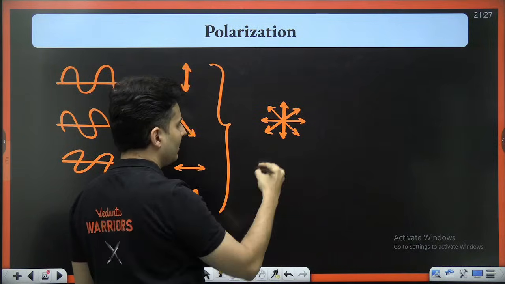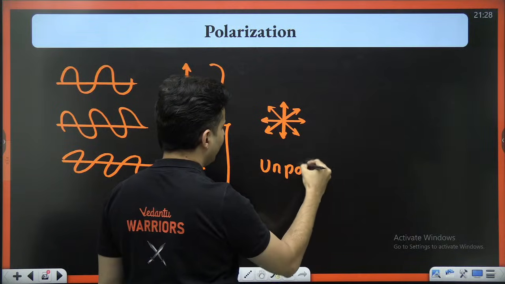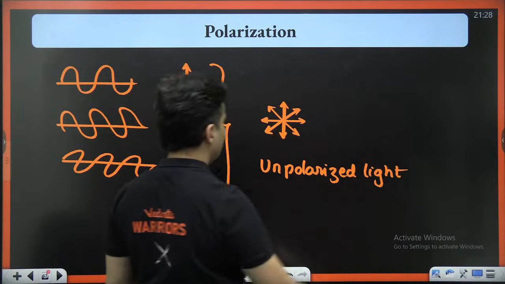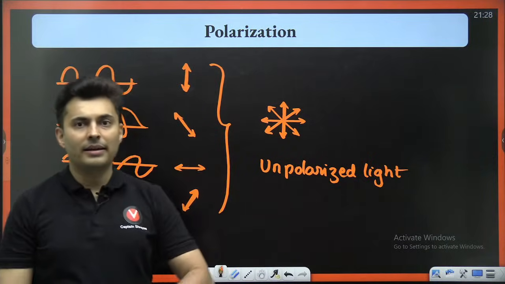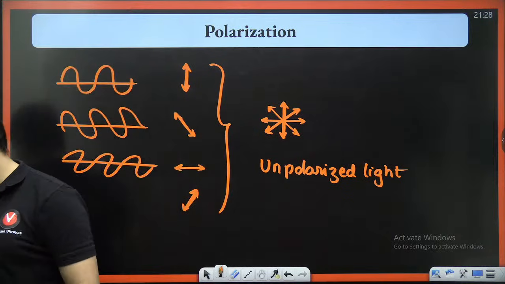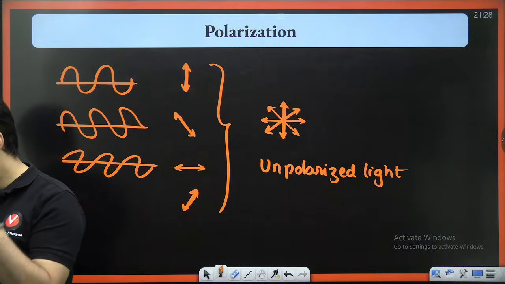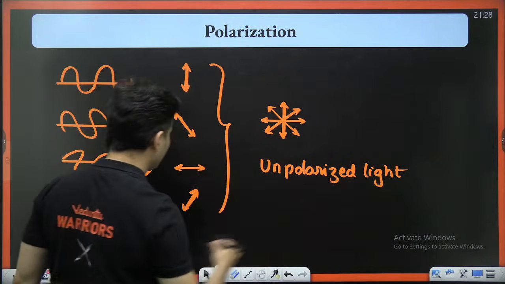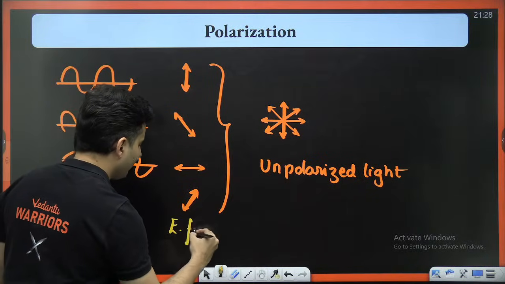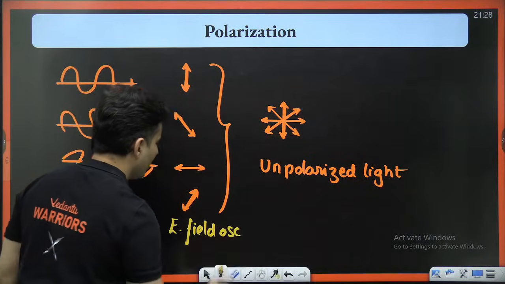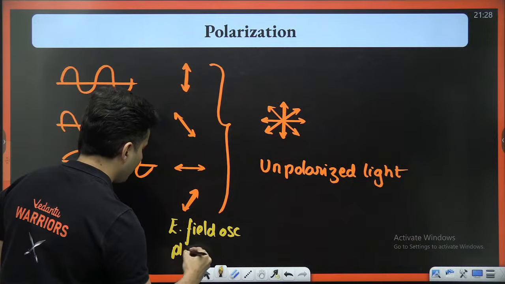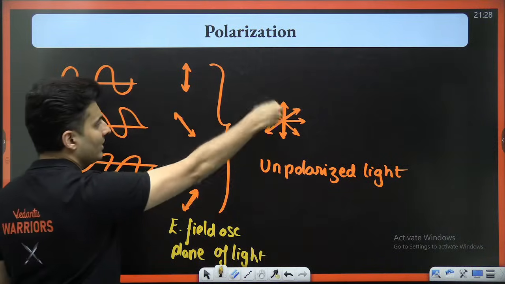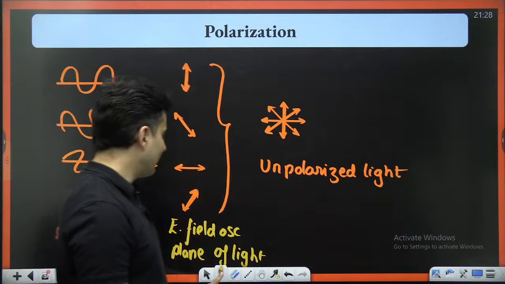And when such things happen, that is called unpolarized light. Unpolarized light, because the field oscillations are in all the possible directions. So what is this arrow mark representing, my dear students? It is the electric field oscillation plane of that particular light. Because here it is in all directions, it is said to be unpolarized light.